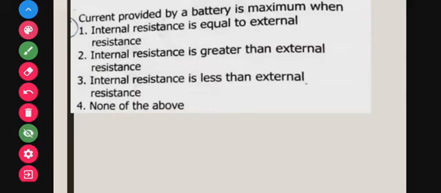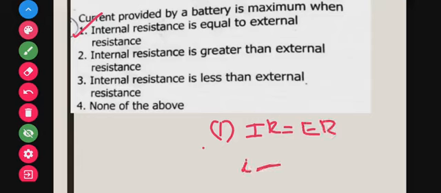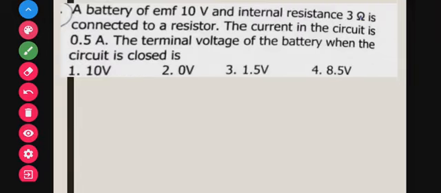Next we will move on to the next question. Current provided by the battery is maximum. When will it be maximum? If the internal resistance is equal to the external resistance, option number 1. So when the internal resistance is equal to the external resistance, the current will be maximum. Okay, fine, then we will move on to our next question.